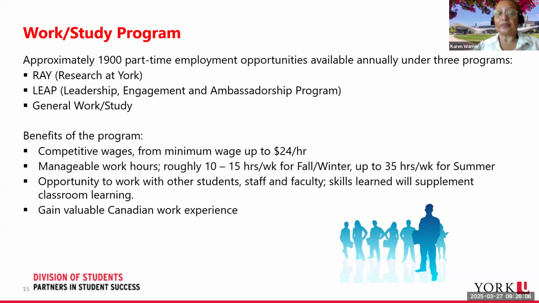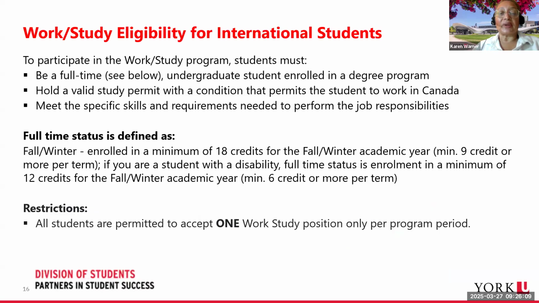Can you move to the next slide. So for the work study program, there are a couple of steps. For our international students, you must be a full-time student to participate in the work study program. So full-time is a minimum course load of 60%, or 18 credits for the fall winter. And if you visit our site, it'll give you more specific details on how that breaks down. You must hold a valid study permit with conditions that allow you to work in Canada. So we will ask you to provide us with a copy of your study permit so we can ensure that you are eligible to work in Canada.